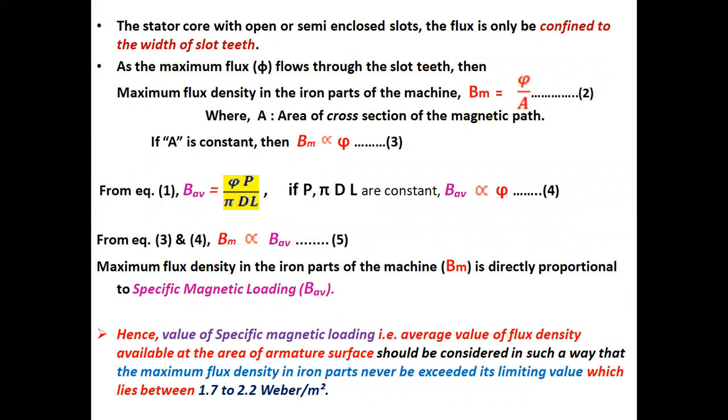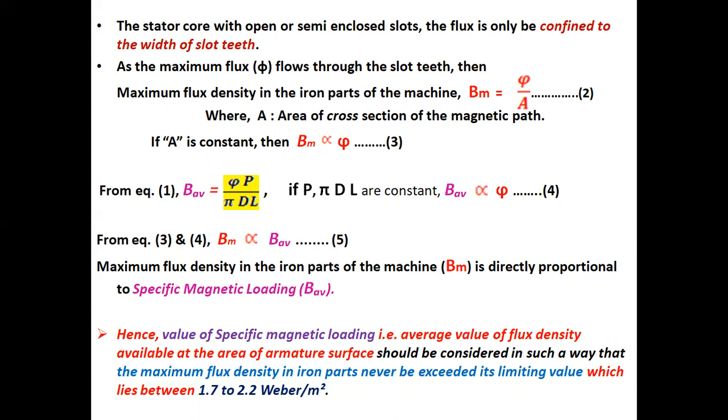In the stator core with open or semi-enclosed slots, the flux is confined to the width of the slot teeth. As the maximum flux flows through the slot teeth, the maximum flux density in the iron parts of the machine, that is B maximum, is equal to phi by A, where A is the area of cross section of the magnetic path. If A is constant, then Bm is directly proportional to phi.